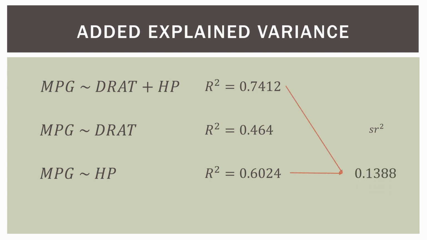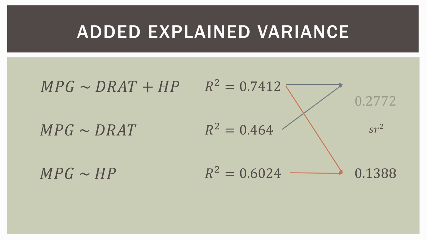So if we look at the R square for the full model and then the R square for the horsepower miles per gallon model, the difference between those two is 0.1388. Well, where have we seen that before? That was the semi-partial R square we found in the Venn diagram. So what we're saying here is that down at the bottom we have just horsepower. That gives us the R square of 0.6024. Well, if we add DRAT, our R square goes up to 0.7412. Well, that difference is 0.1388, and that's what we found in the Venn diagram. So we know the added value of DRAT.